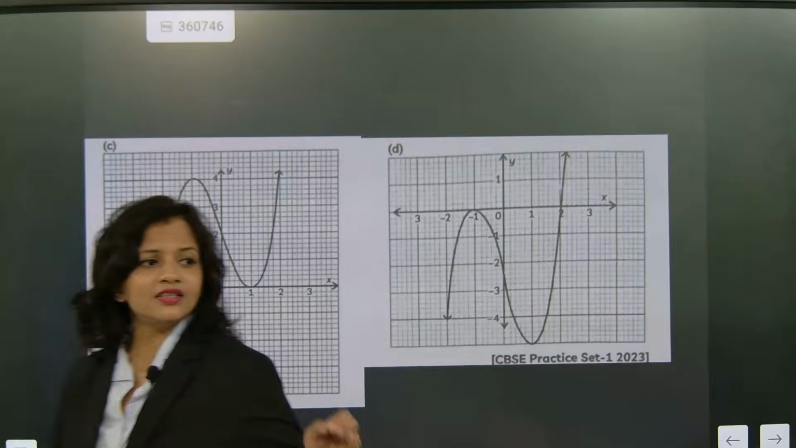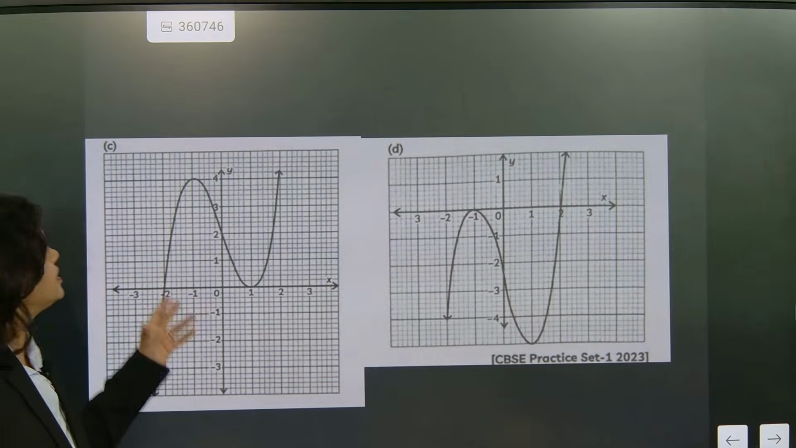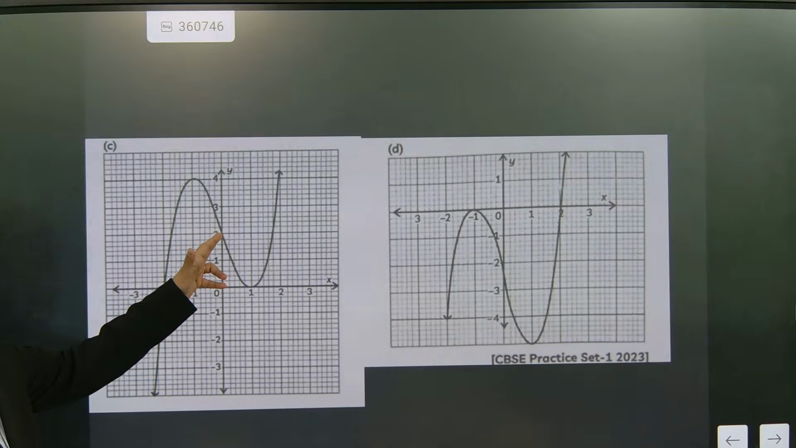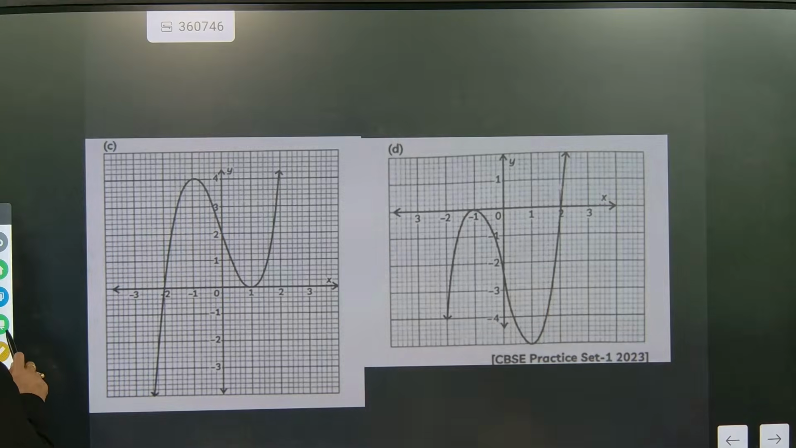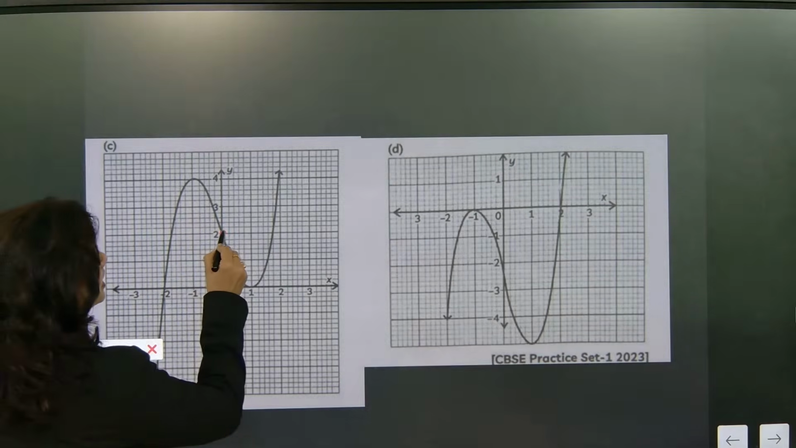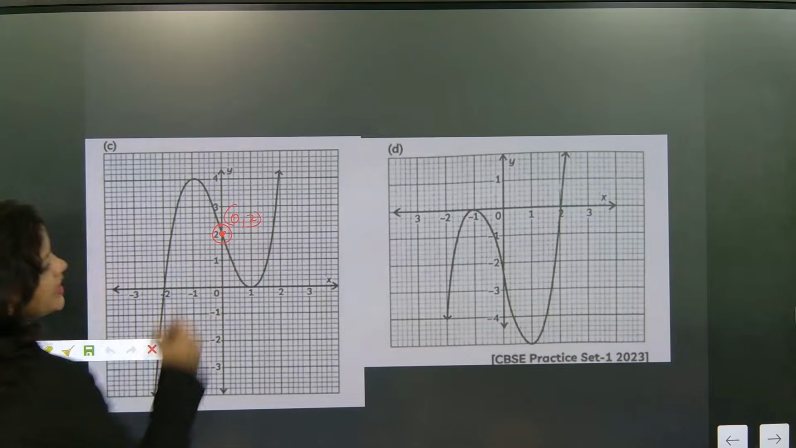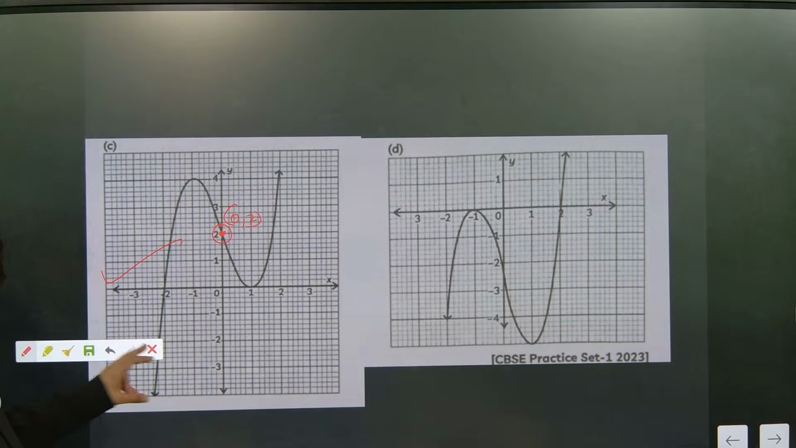Understood? How to get the critical points? Look here. Why did I tell you that this is the correct answer? Because the moment we substituted the x value as 0, the y value is coming as plus 2. So x value 0, y value plus 2. Only in this graph at the critical point is the x value 0 and y value plus 2. So this graph is correct. Understood? Now how did I do it?